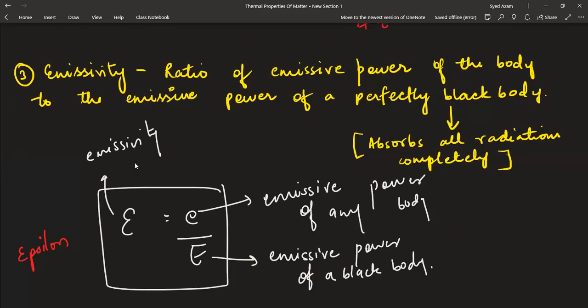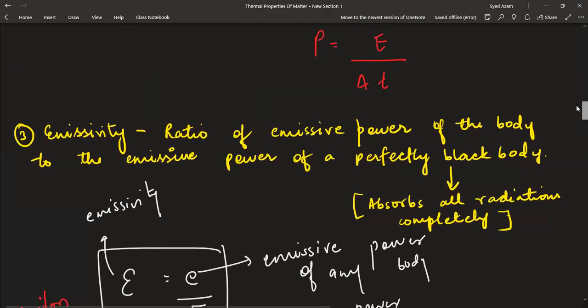This symbol, which looks like an E, is called epsilon, and here it represents emissivity, the ratio of emissive powers only: the emissive power of any body compared with that of a black body. Because a black body has 100% absorptance, a perfectly black body will be absorbing all the light rays. That's why we compare any body with the black body. Okay, clear?